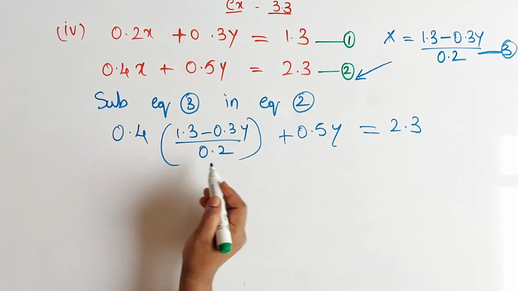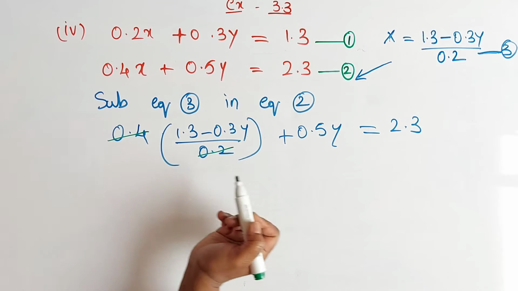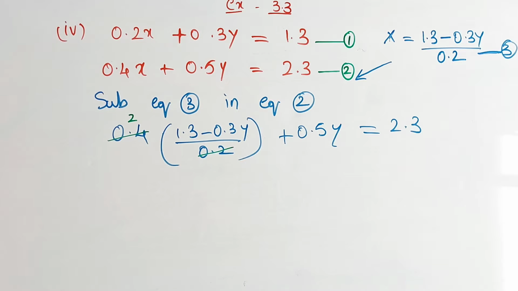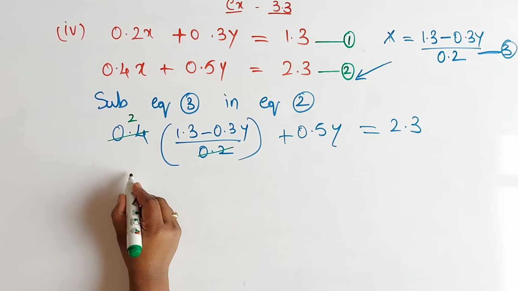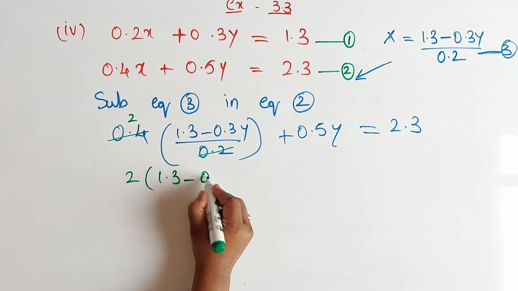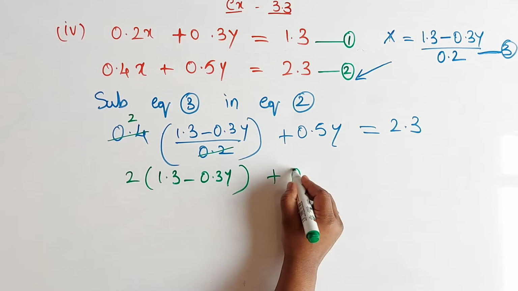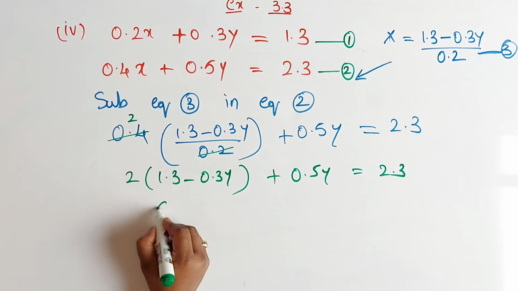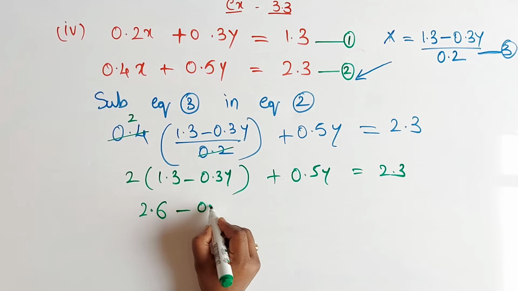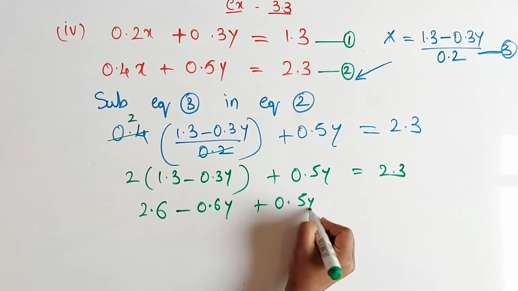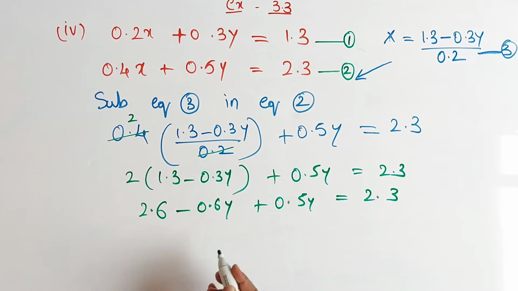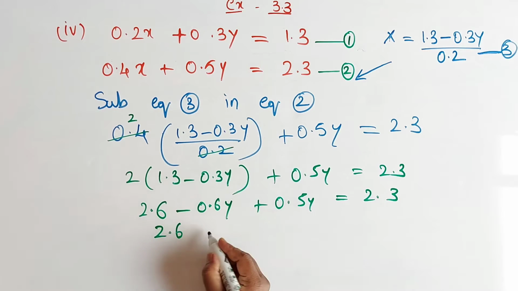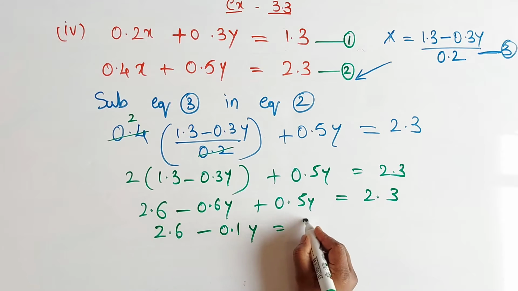Now we have to multiply. Here 0.2 and 0.4 we can cancel. Correct, children? 2 into 0.2 is 0.4. Now this will be 2 into 1.3 minus 0.3y plus 0.5y equal to 2.3. Now multiply with 2. 2.6 minus 0.6y plus 0.5y equal to 2.3. Now from here 2.6 minus 0.6y plus 0.5y, that is minus 0.1y, equal to 2.3.